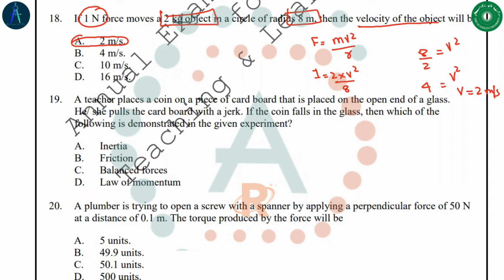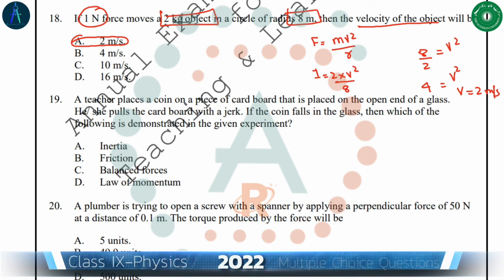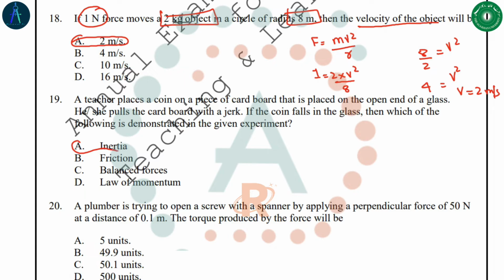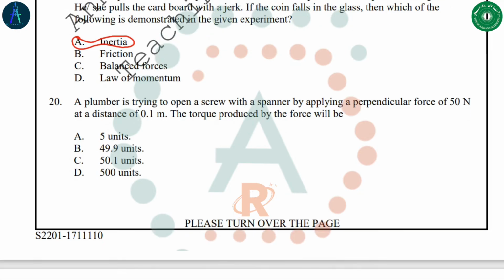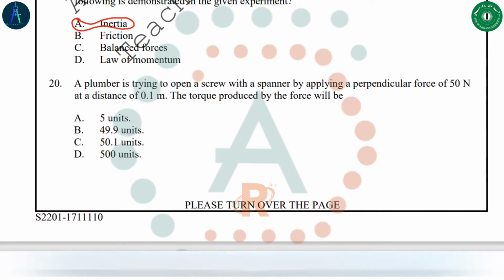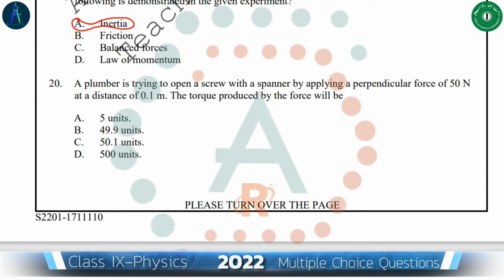Let's see question number 19. A teacher places a coin on a piece of cardboard that is placed on the open end of the glass. She pulls the cardboard with a jerk. If the coin falls in the glass, then which of the following is demonstrated in the given experiment? The correct answer for this question is inertia. The coin will resist its change in state. So the coin at rest will try to remain at rest and then fall into the beaker.